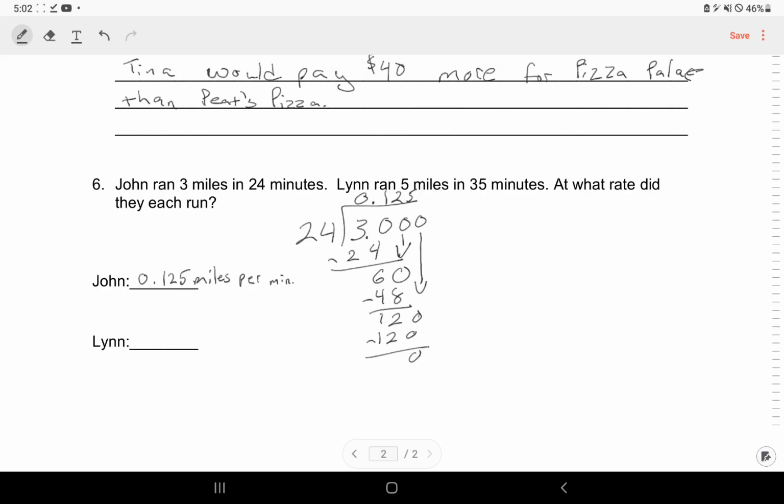Okay. And so we can also just do something as simple as 24 divided by 3. And I prefer this one, but 24 divided by 3 is 8. And so we can say 8 minutes per mile.